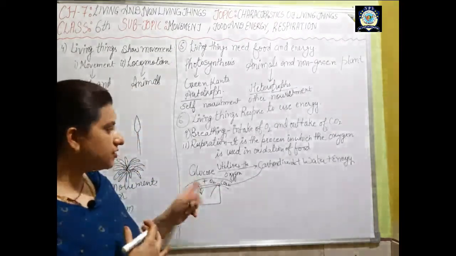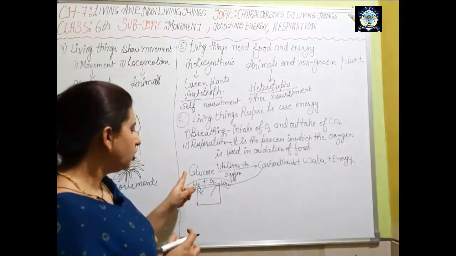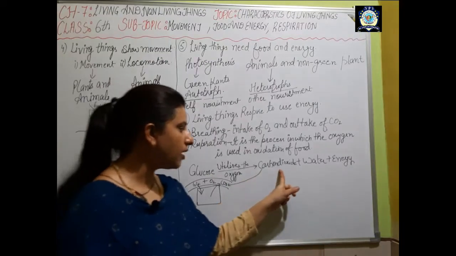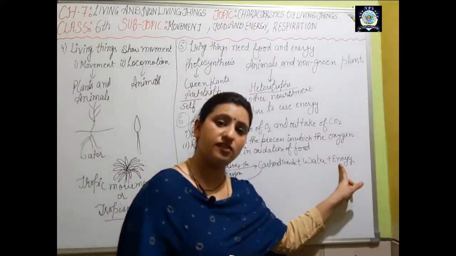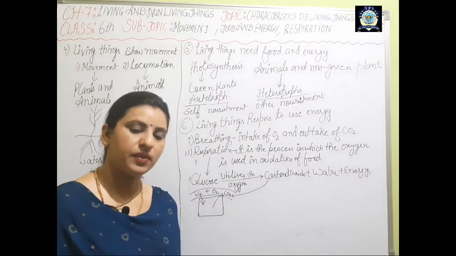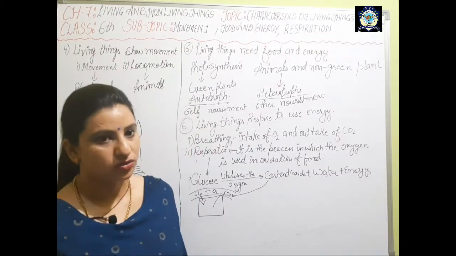Okay, so what is going on in the process of respiration in animals? That glucose utilizes the oxygen and it will form carbon dioxide, water and energy is released. But in case of plants, a little complexity is there. Plants undergo both processes, photosynthesis also and respiration also.